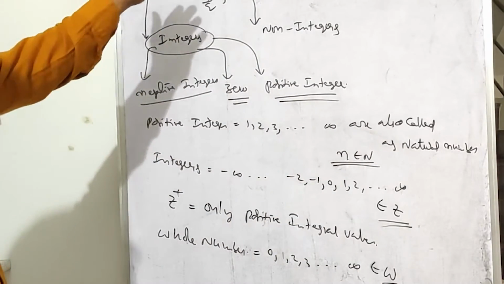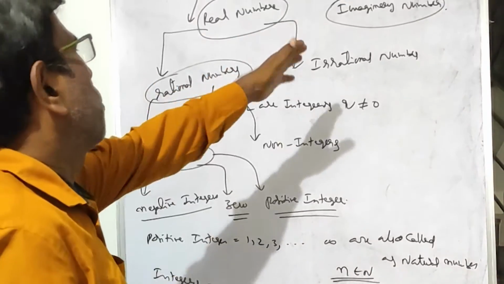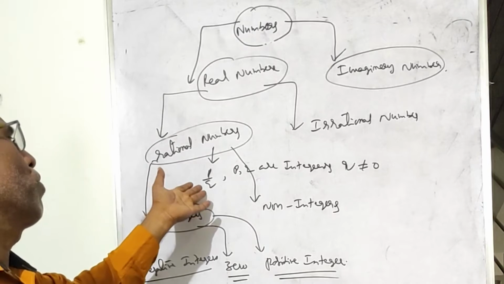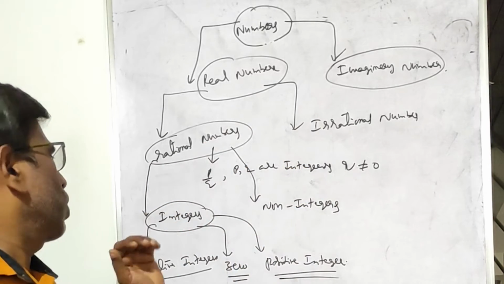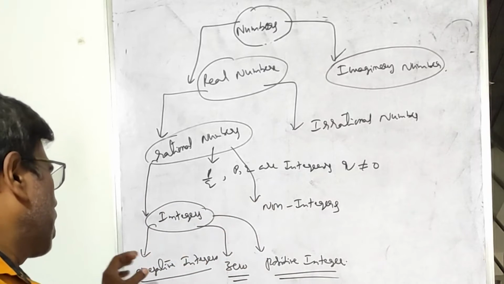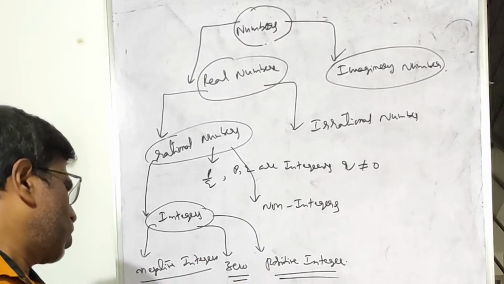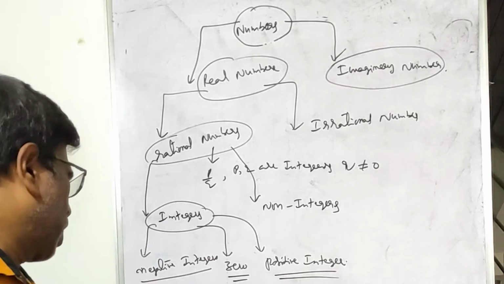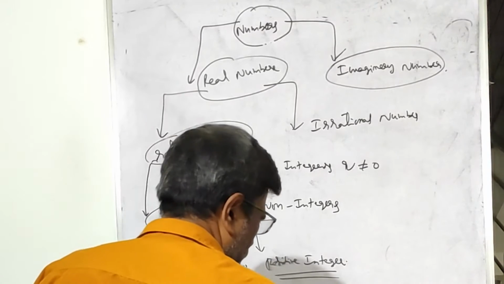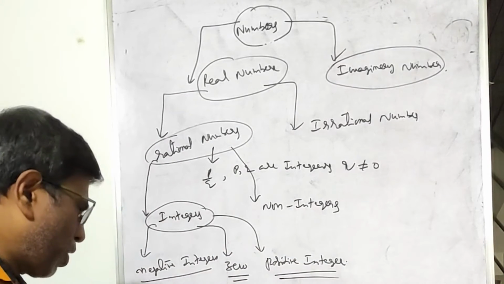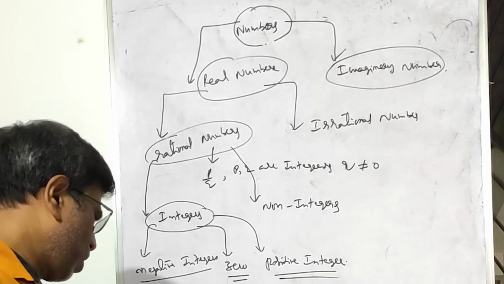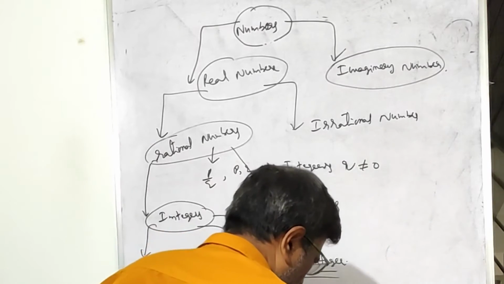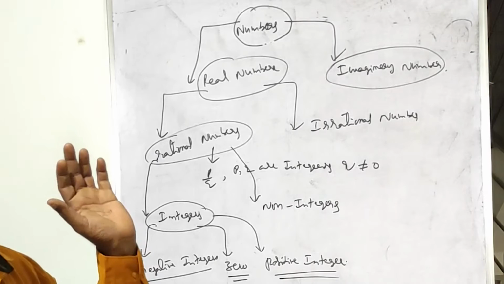So numbers can be real numbers and imaginary numbers, rational numbers and irrational numbers. Rational numbers can be expressed in p by q form, where p, q are integers and q is not equal to 0. Integers and non-integers; in integers, negative integers, 0, positive integers. Positive integers 1, 2, 3 and so on are also called natural numbers and belong to N. Integers from minus infinity to plus infinity belong to Z. Z plus is only positive integral values. Whole numbers are positive integers with 0: 0, 1, 2, 3, denoted by W. This is the classification of numbers, and it is very important.